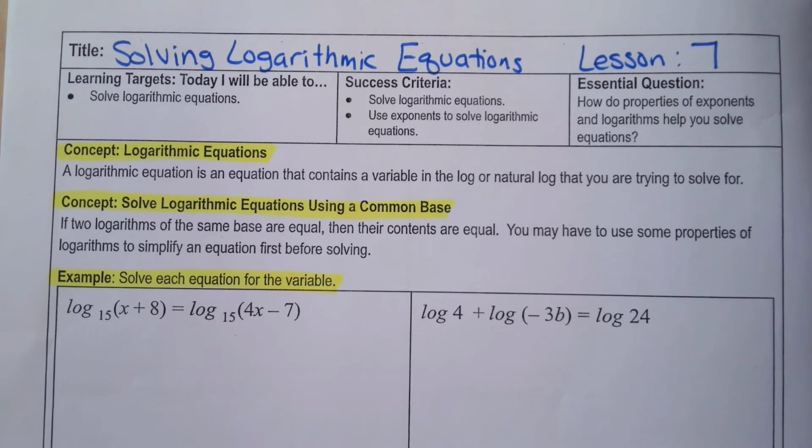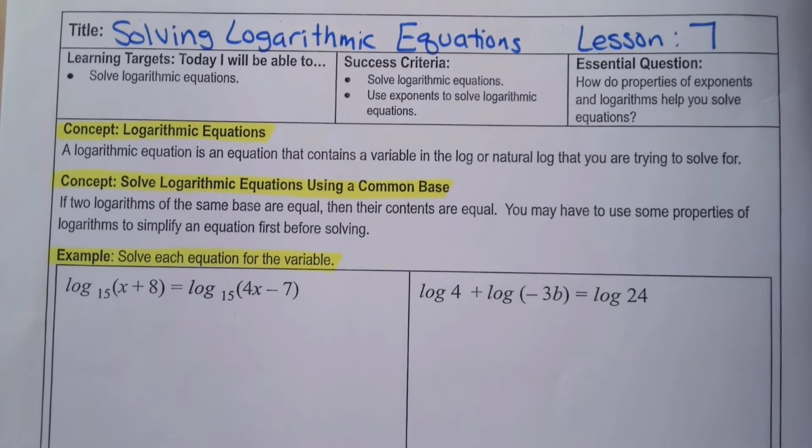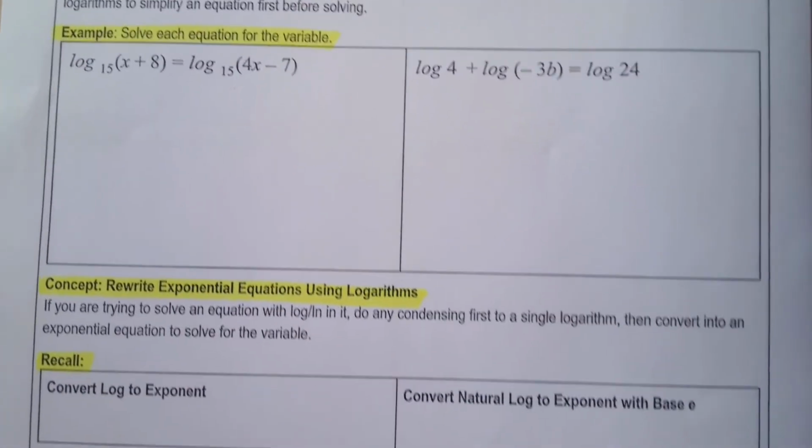A logarithmic equation is an equation that contains a variable in the log or natural log that you are trying to solve for. So our first concept is to solve logarithmic equations using a common base. If two logarithms of the same base are equal, then their contents are equal. Just like with exponents, if their bases are equal, then their exponents are equal. Now, just like with exponential equations, you may have to use some properties of logarithms to simplify the equation first before you solve. So, solve each equation for the variable.